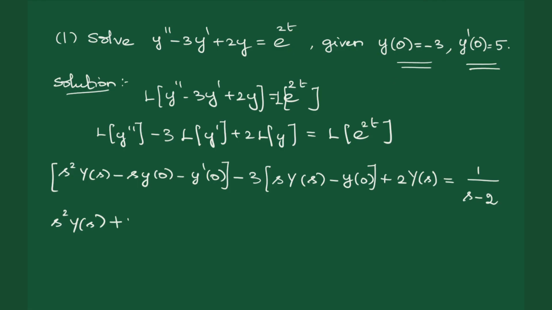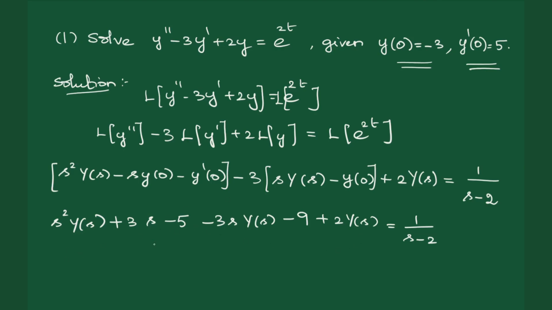So already minus is here. We can write it as 3s. And y dash of 0 is 5 here. So we can write minus 5. And then here minus 3s into y of s, and y of 0 is minus 3 here. Minus into minus plus 3 again into minus 3 will give you minus 9, plus 2 times y of s, which is equal to 1 by s minus 2, right? So this is equal to here.